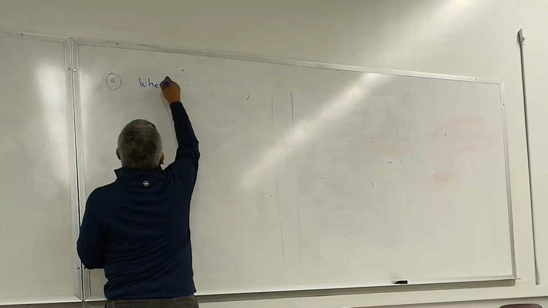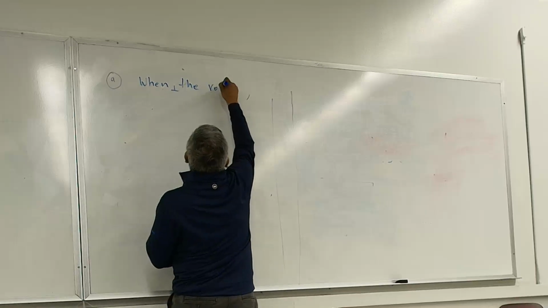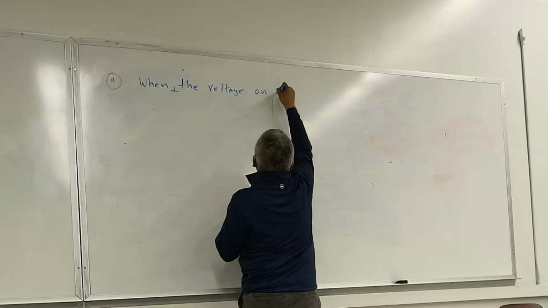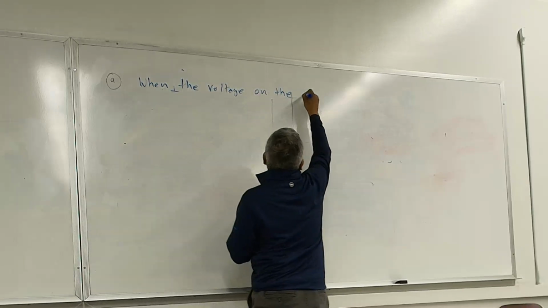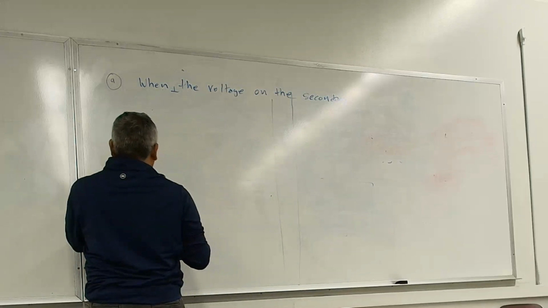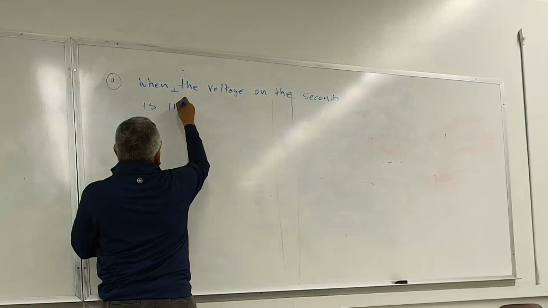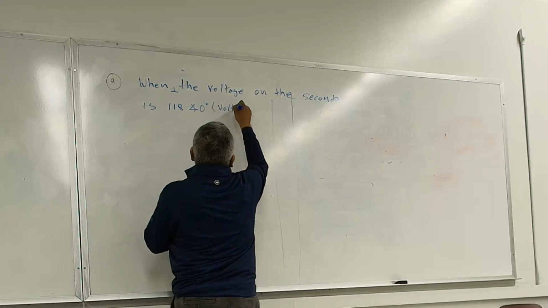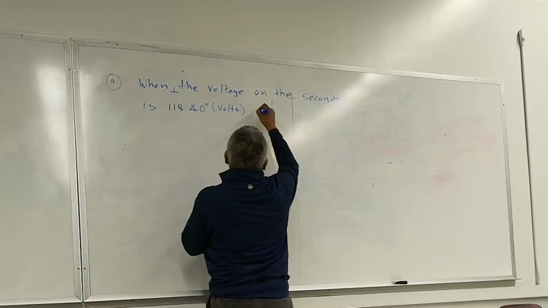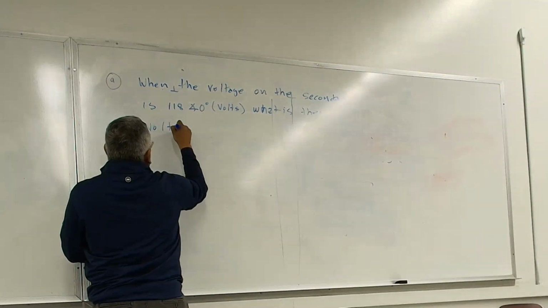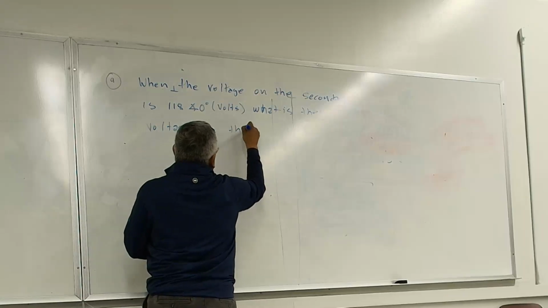When the voltage on the secondary is 118 angle 0 degrees, we're going to make that the reference volts. What is the voltage on the primary?